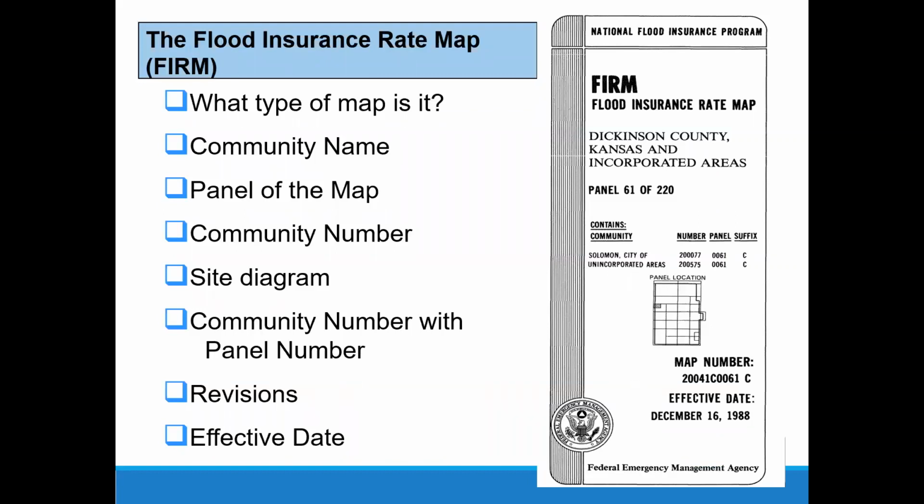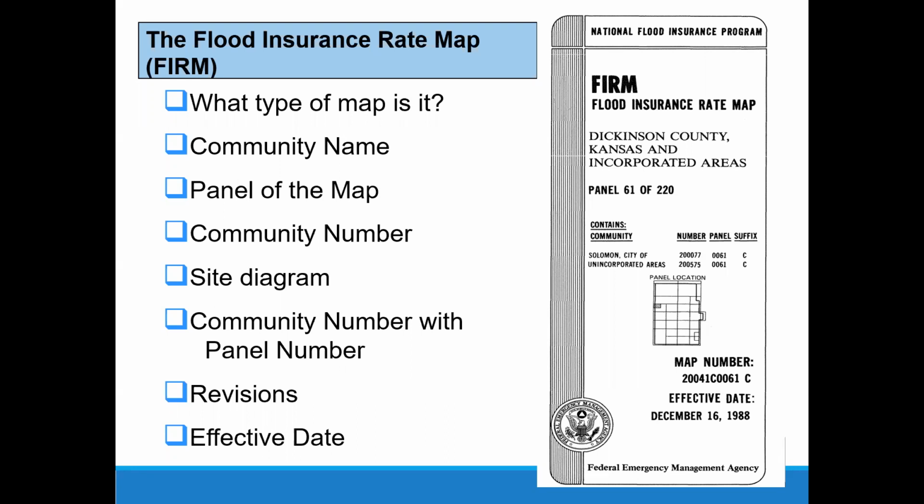And so since we are talking about our floodplains and our regulatory documents, we should look at our flood insurance rate maps. So again, this map tells us where our floodplains are and where we are enforcing these regulations. So what type of map is it? You can see at the top it is labeled as a FIRM.